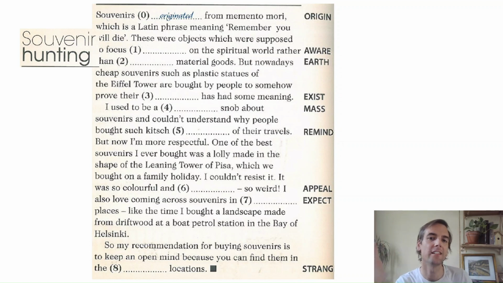So pause it here and try and do this one about souvenirs. Word on the right, transform. Obviously the word corresponds to the same line. You don't need to move around any words. Just transform the word. Number one is aware, transform it. And here are the answers.